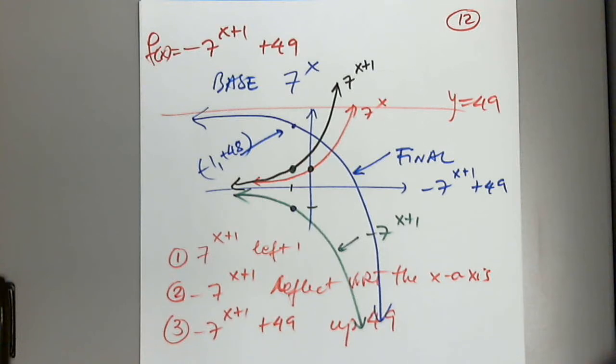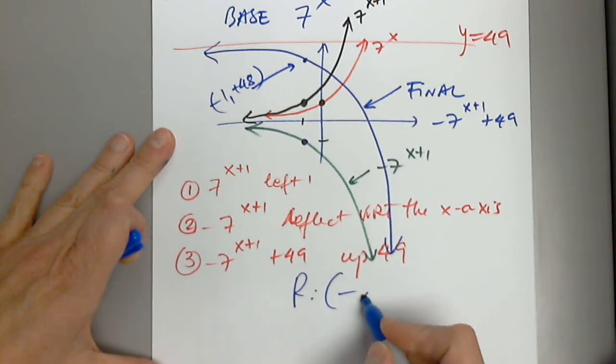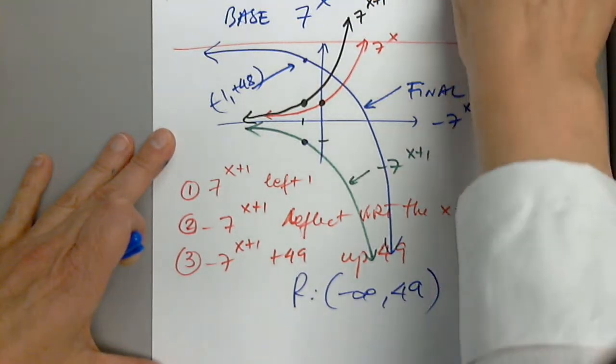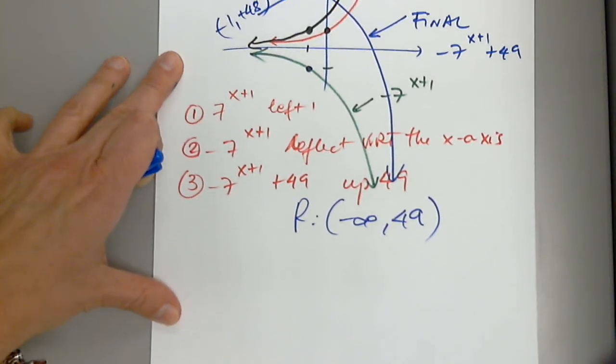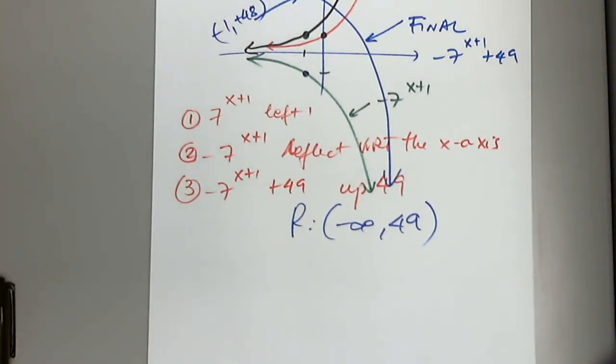So now, final question. I would like to determine the range of this function. What will you say? To 49 with a parenthesis, because there are infinitely many numbers between 48 and 49. So then the range is negative infinity to 49. Very good. Good job. Okay, anything else, any problems that you would like to work on?